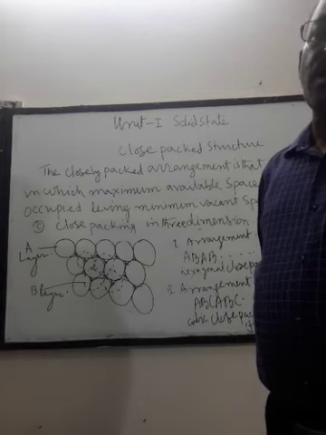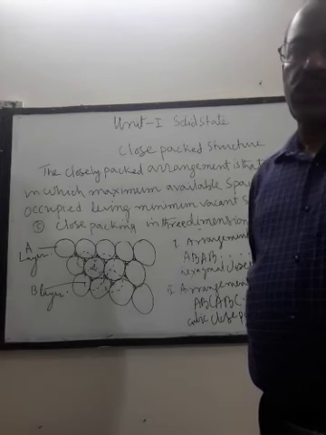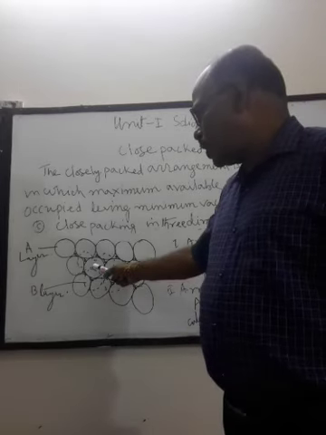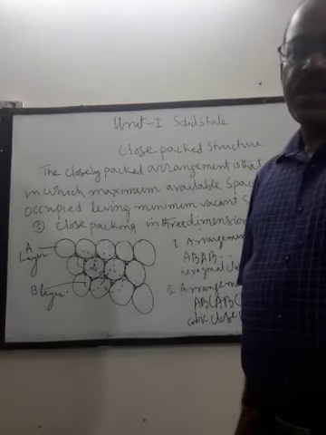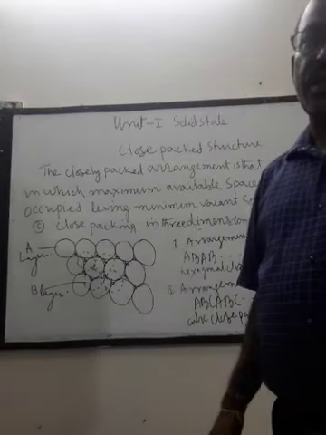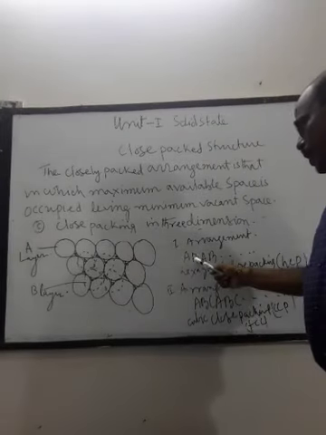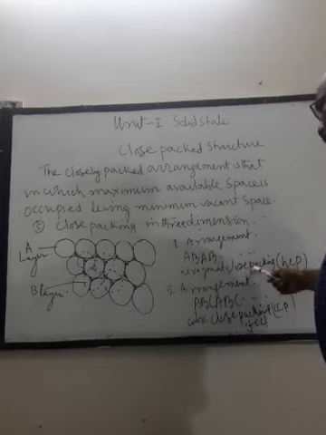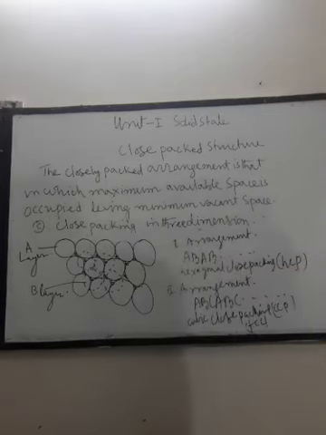Now for the third layer, there are two options. First option, the third layer may be placed in the newly formed C void. Then the third layer is the same as the original first layer. So A, B, again A, B. So this ABAB arrangement is also known as hexagonal close packing, HCP.